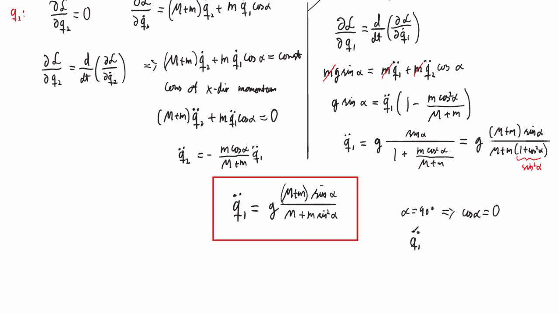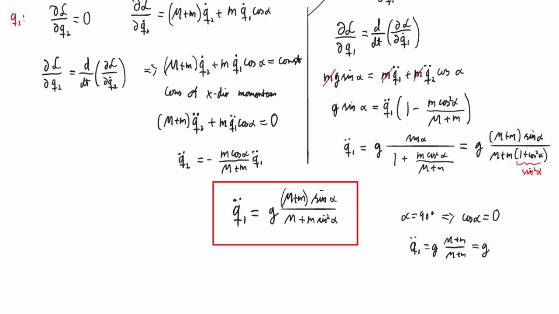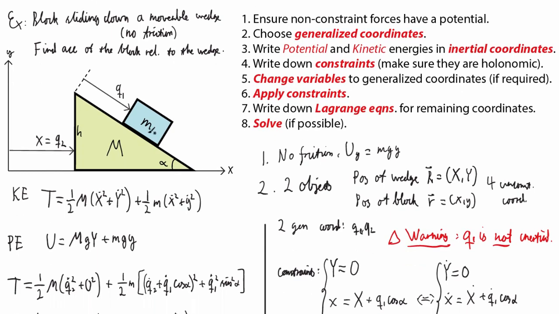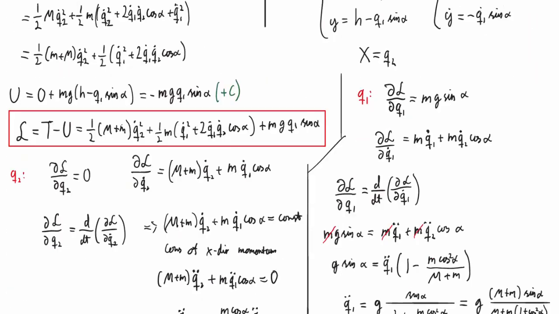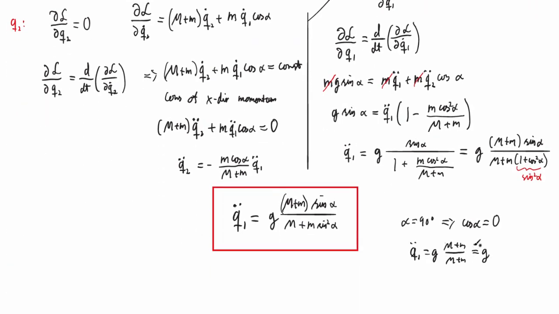If we do that, we get Q1 double dot equals g times (M plus m) divided by (M plus m). So that's just g. By setting alpha to 90 degrees, what are we really doing here? We would basically be saying that this wedge is really a vertical wall, and this block would just be falling down, which it should be doing with acceleration g, the acceleration due to gravity. So that's correct. And it helped us catch an error. If we hadn't tried that, I wouldn't have noticed that I actually wrote a cosine there instead of a sine.